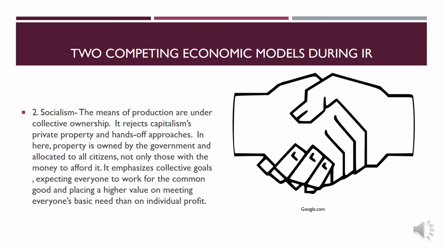All right. The second one is socialism. The means of production are under collective ownership. It rejects capitalism's private property and hands-off approaches. So in here, property is owned by the government and allocated to all citizens, not only to those with the money to afford it. It emphasizes collective goals, expecting everyone to work for the common good and placing a higher value on meeting everyone's basic needs than on individual profit. So that's the difference. There is a very big difference between capitalism and socialism.